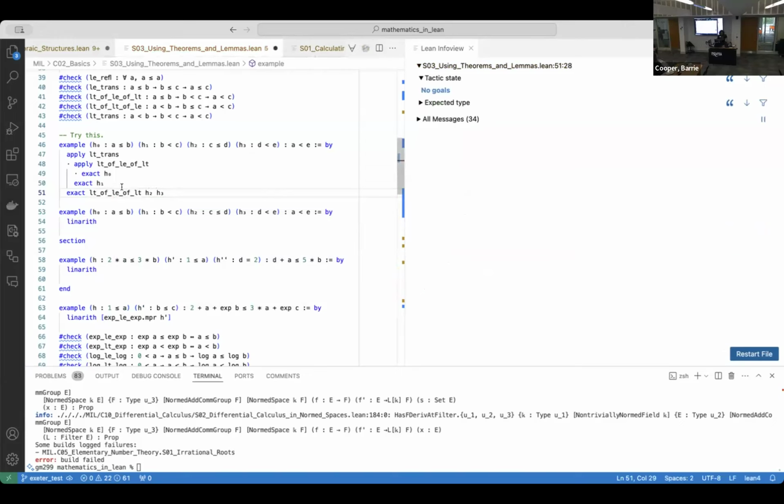And in case it wasn't clear how the naming convention works, why is it called LT of LE of LT? Here we're trying to prove a less than result, and the "of" is just used to refer to the hypotheses. So it's a less than of a less than or equal to, that's the LE, and then of the LT. That's just how the naming convention works. Once you learn it, it's fairly easy to find results. It's quite a clever convention.